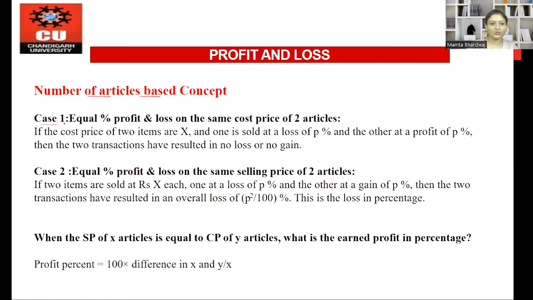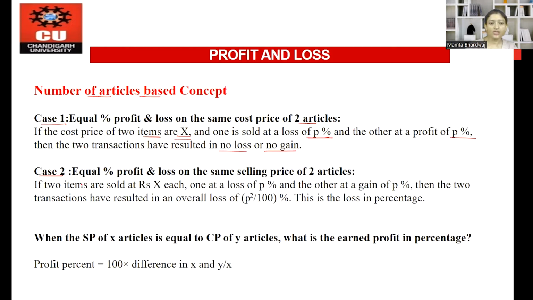So there are basically two cases, case 1 and case 2. Equal percent profit and loss on the same cost price of two articles. Let's assume that the cost price of two items is X, and one is sold at a loss of P% and the other is sold at a profit of P%. Then always remember there is no profit, no loss. If two particular items have the same cost price, that is X, on selling the first article there is a profit of P%, and on selling the other, there is a loss of P%. So overall, there is no profit, no loss.